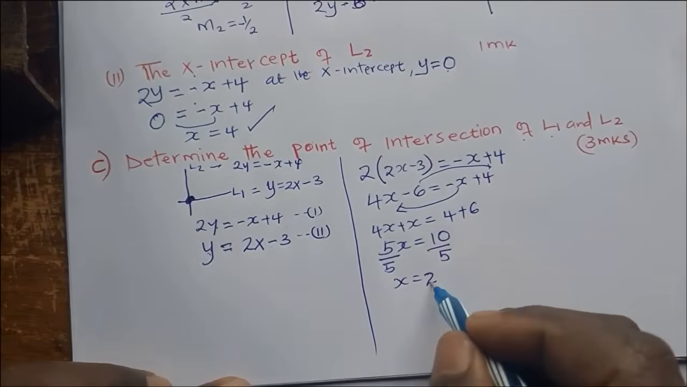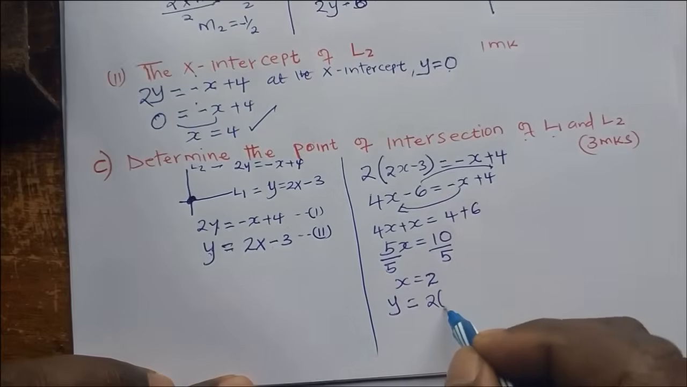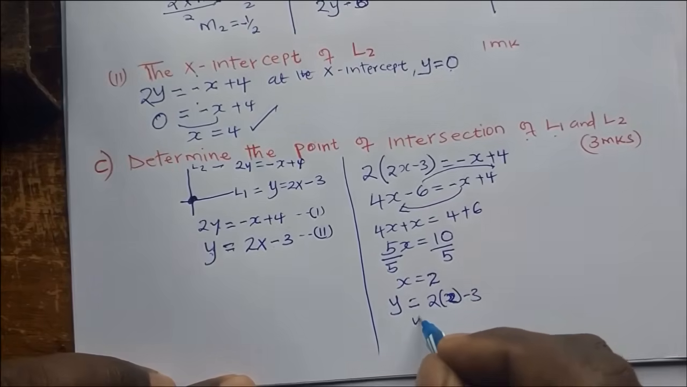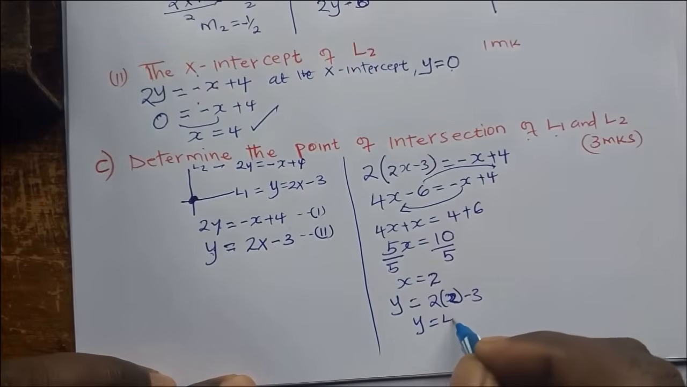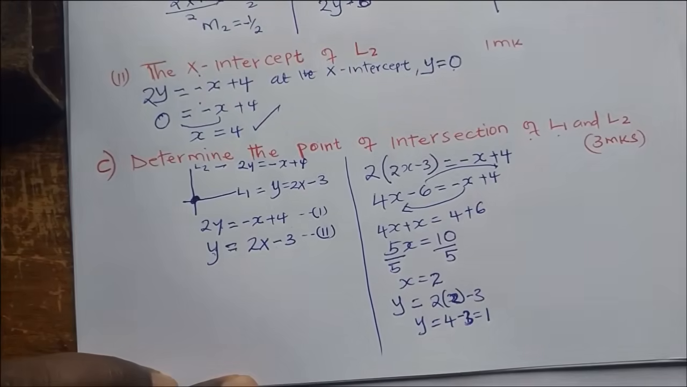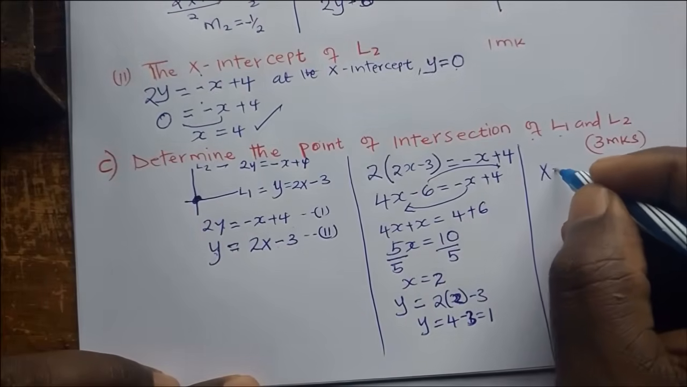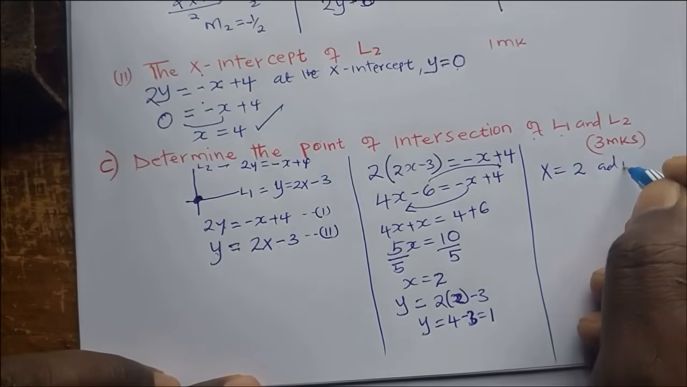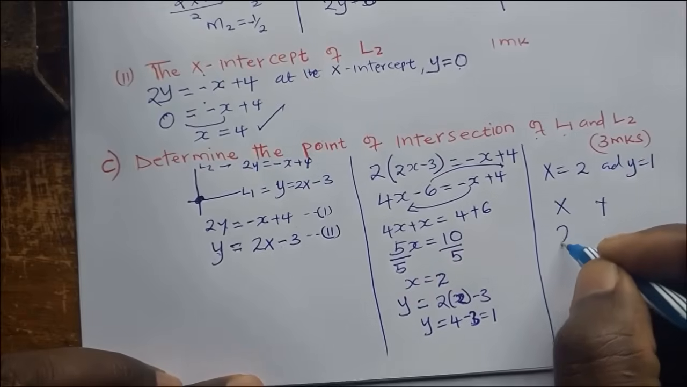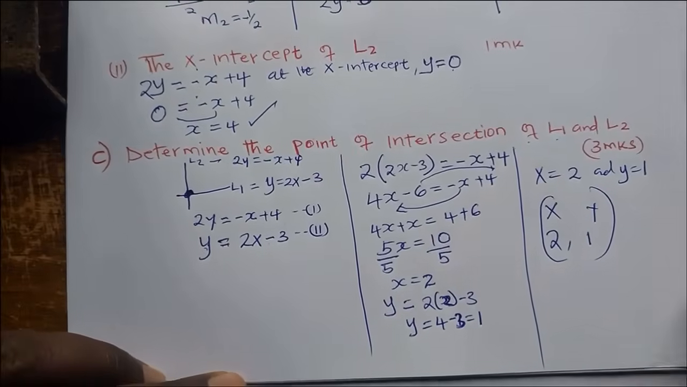So if x is equal to 2, then y is equal to 2x, which is 2 minus 3. Therefore, y equals 4 minus 1 minus 3, and the answer is 1. So the point of intersection will be x is equal to 2 and y is equal to 1. Therefore, the point xy is (2, 1). That is the point of intersection.